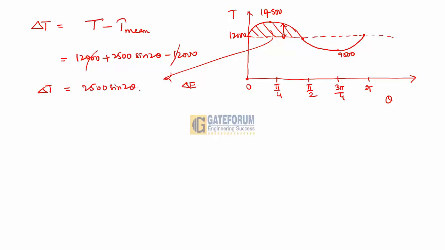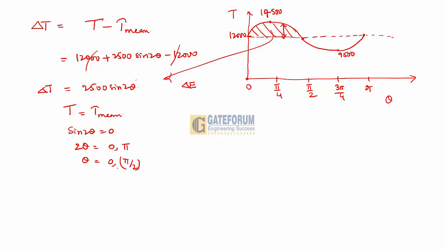That is delta T. The limits where it is going to intersect are 0 to pi by 2. Or you can simply say, when T equals T mean, sine 2 theta should be equal to 0. So 2 theta equal to 0 and theta equal to pi. So theta will be from 0 to pi by 2.